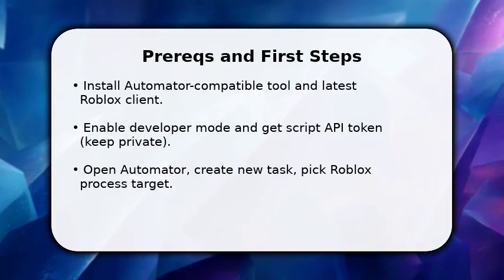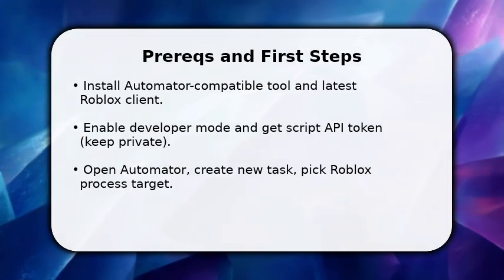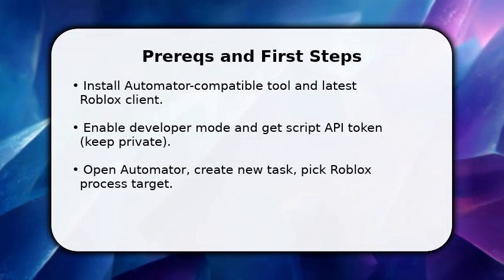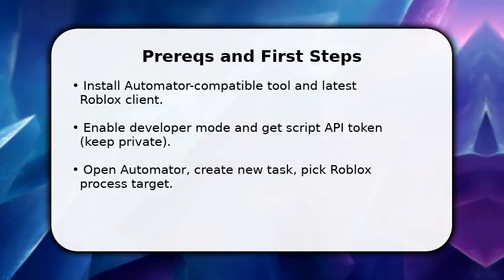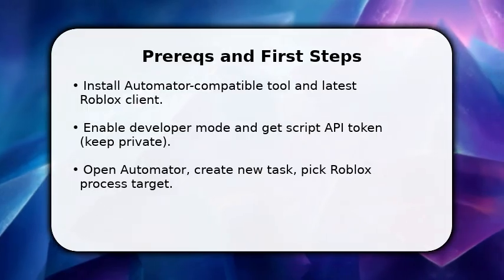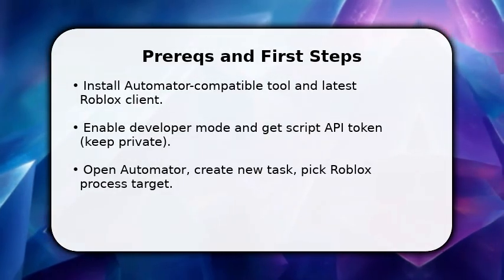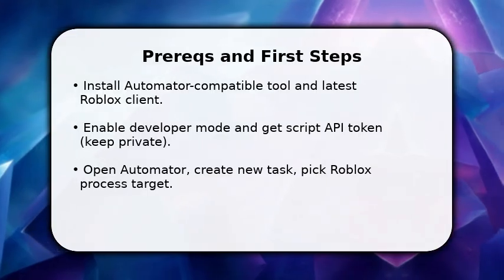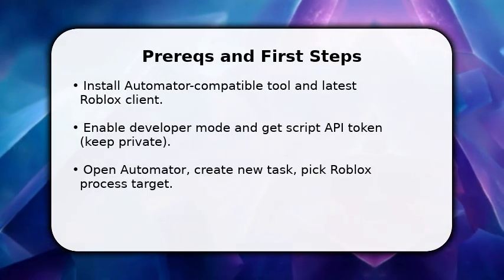You start by confirming prerequisites. You have Automator, the Roblox client, and a developer token ready. Open Automator and create a new task targeted at the Roblox process so the tool can interact with the game window. Next, import a minimal action, a click or input macro to verify connectivity.